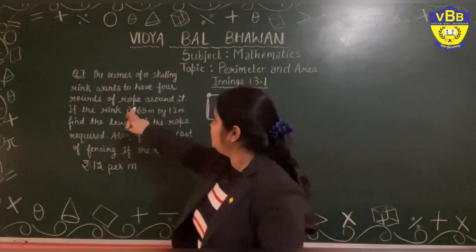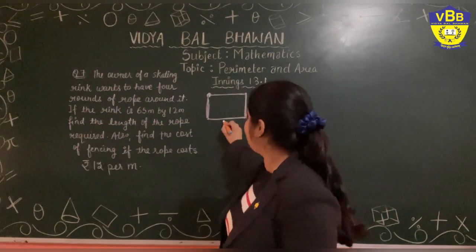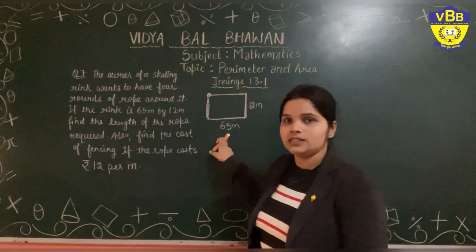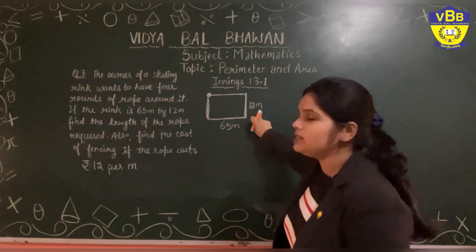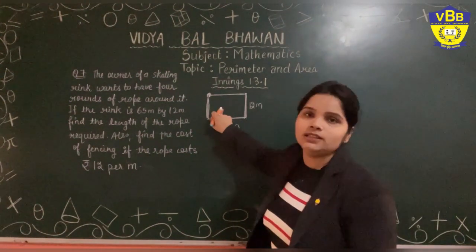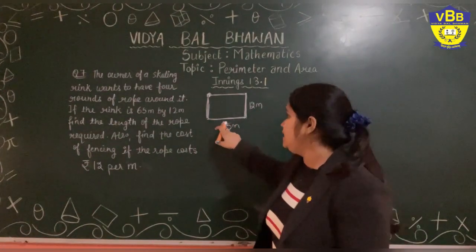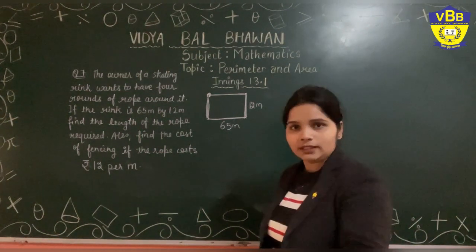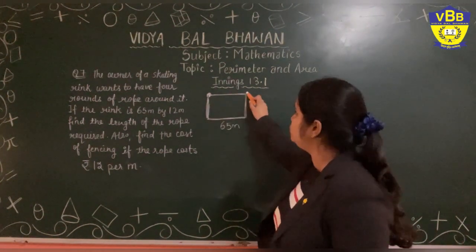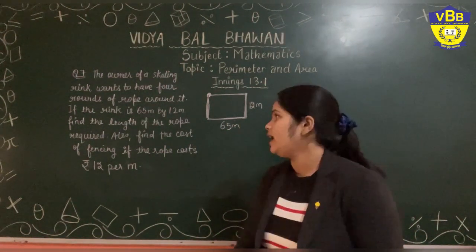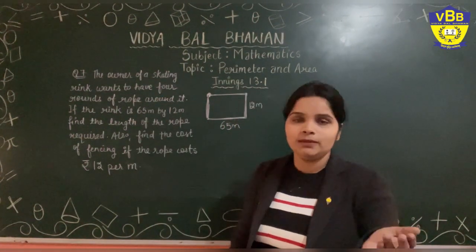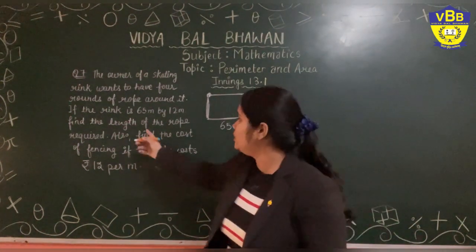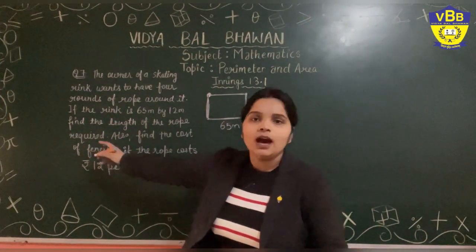So, if the rink is 65 meter by 12 meter, that means length of the rink is 65 meter, breadth of the rink is 12 meter. So in that case, this is a kind of rectangle. I need to find the perimeter of this rectangle, which will be equal to 2 into length plus breadth, which will give the length of rope required for 1 round, and I need to calculate for 4. After finding the perimeter, I will multiply it by 4 to get how much length of rope is required.